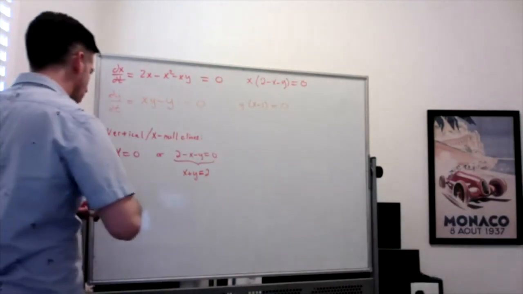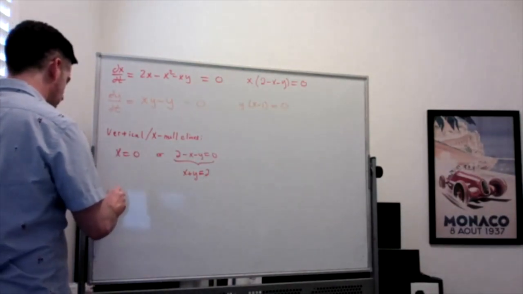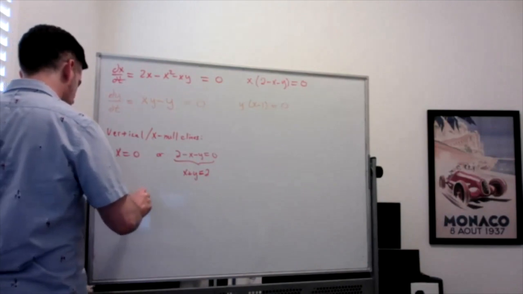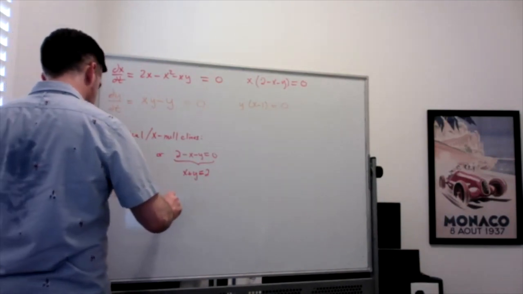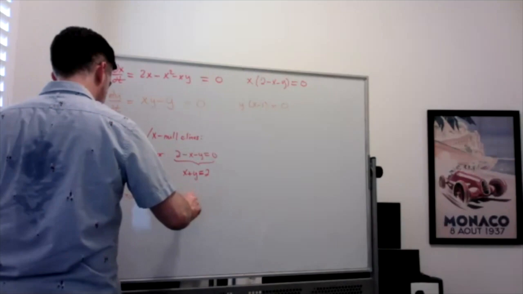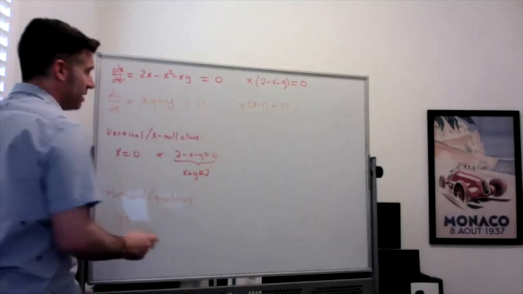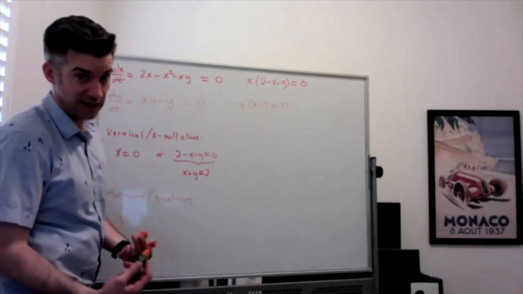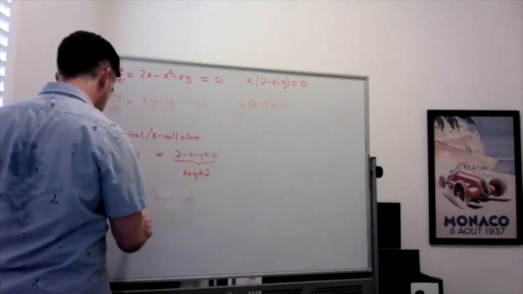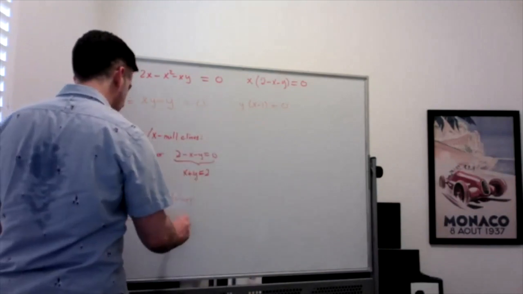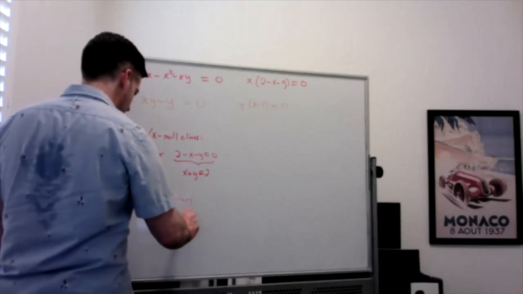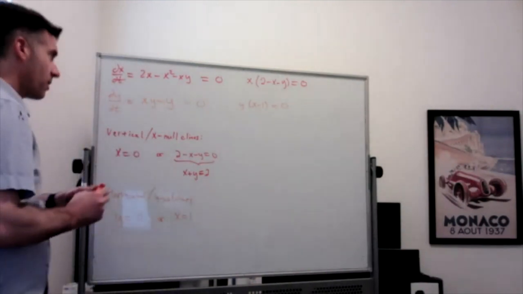My horizontal nullclines, or my y nullclines, are going to be where this is equal to 0. So basically you're taking either factor and setting it equal to 0. So either y equal to 0 or x minus 1 equal to 0, which is x equal to 1.